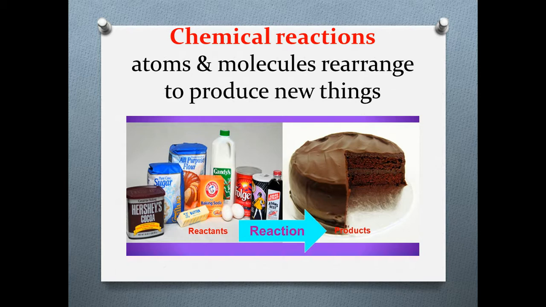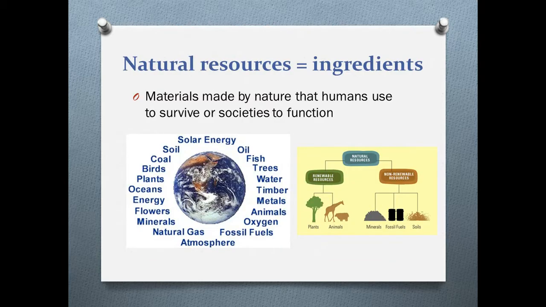No, we're not going to talk about chocolate cake today, some other types of things. But the general idea is that you have your ingredient atoms and molecules, and they do a chemical reaction to produce new things. Now, the ingredients we're going to be talking about, instead of flour and sugar and eggs, are our natural resources. You looked at natural resources last week, so you know that natural resources can be put into the categories of either renewable resources or non-renewable, limited resources.